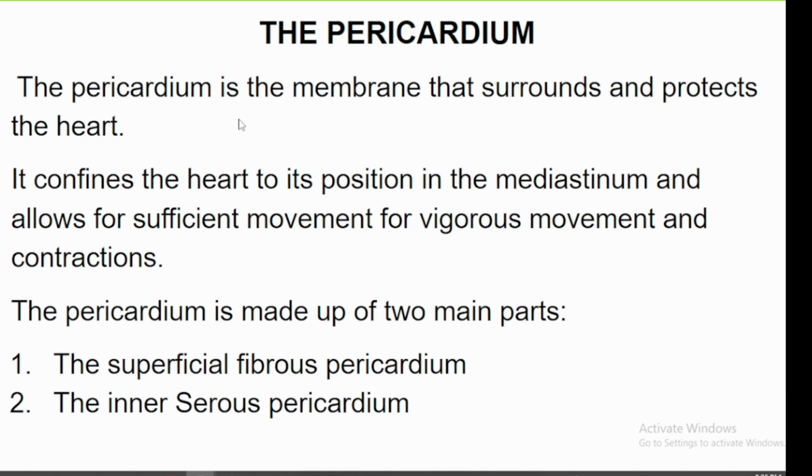However, the pericardium is made up of two main parts. We have the superficial fibrous pericardium and the inner serous pericardium. Don't forget that the pericardium is the outermost layer of the heart. So the heart is made up of three layers: the pericardium, the myocardium, which is the muscular layer, and then the endocardium, which is the innermost layer. So now let's go and look at the superficial fibrous pericardium, then the innermost serous pericardium. Okay, all right, let's go.